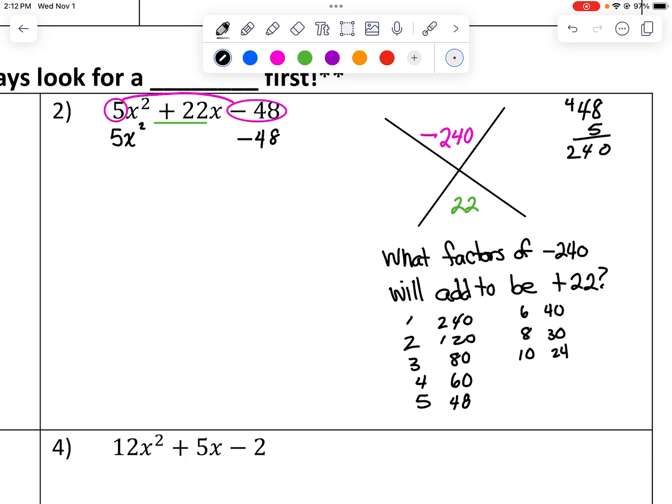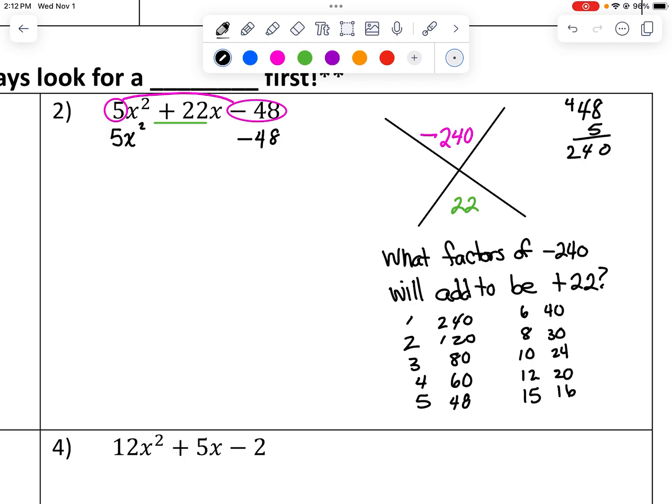Does 11? I don't think so. Does 12? Yeah, 12 goes in there 20 times. Does 13? No. Does 14? No. Does 15? Yeah, 15 has to because 3 and 5 do. 15 goes in there 16 times. Oh, and that would be it.